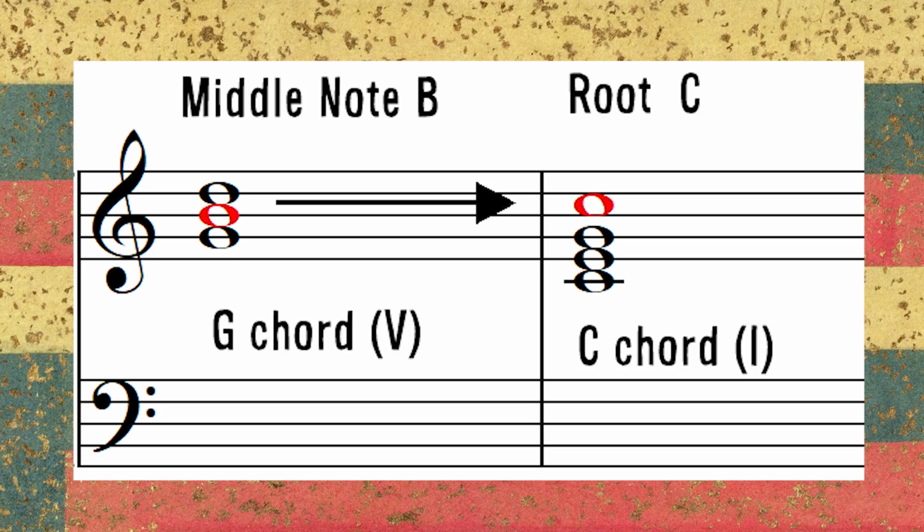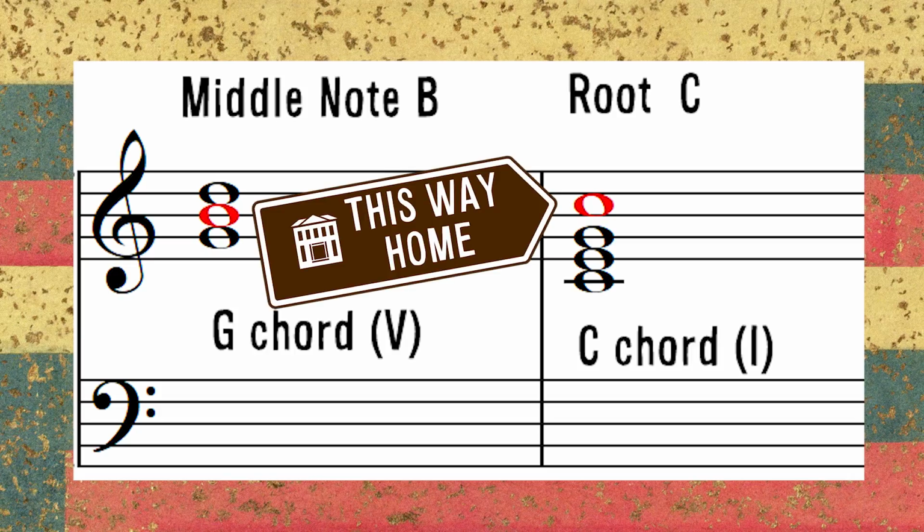There's an added feature in that the middle note of the 5 chord is only the smallest step, a semitone, away from the root of the 1 chord. In C major, for example, the middle note of the 5 chord is B, just a semitone away from C. We call this note the leading note because it leads us back home.